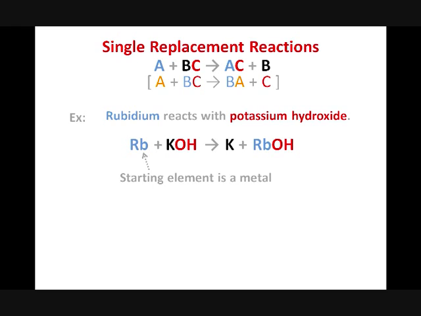and rubidium hydroxide, RbOH. That means our final correct chemical reaction equation is Rb reacts with KOH to produce K plus RbOH. Rubidium, a metal, is our starting element, and it switches places with K, potassium, which is another metal element, to form rubidium hydroxide as our new compound on the product side.